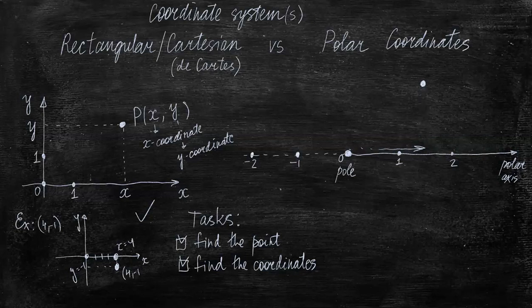So that will be Cartesian. What would be an alternative way? Well, alternatively, we could say, hey, stand at the pole, face the polar axis, then turn counterclockwise until you face the desired point, and then move in that direction this right here distance.